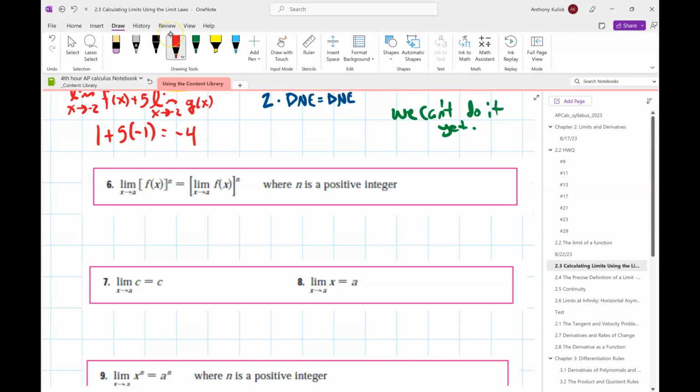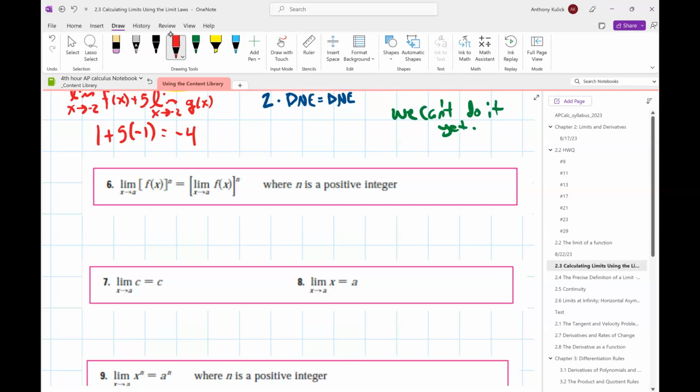Property 7 says the limit as x approaches a of c should just be c, where c is a constant. Does that make sense? What's the graph of a constant look like? Horizontal line, right? If you look at any point on there, the limit is just going to be the value of that horizontal line. Okay, sure. That absolutely makes sense.